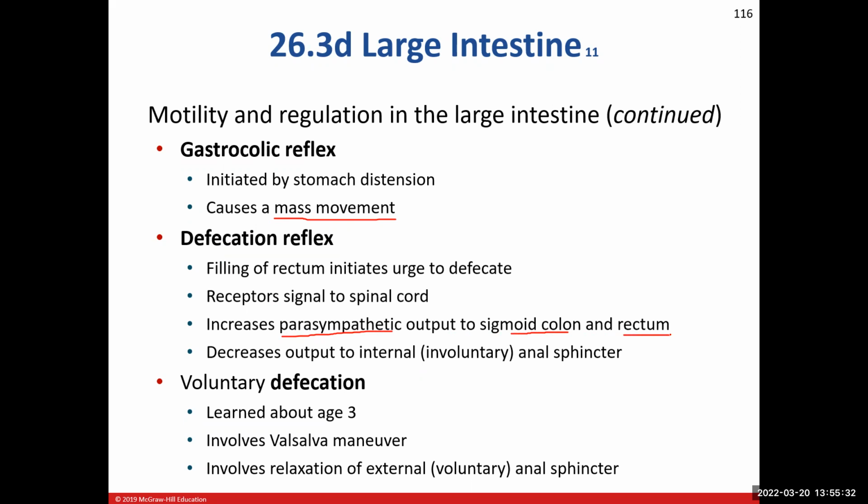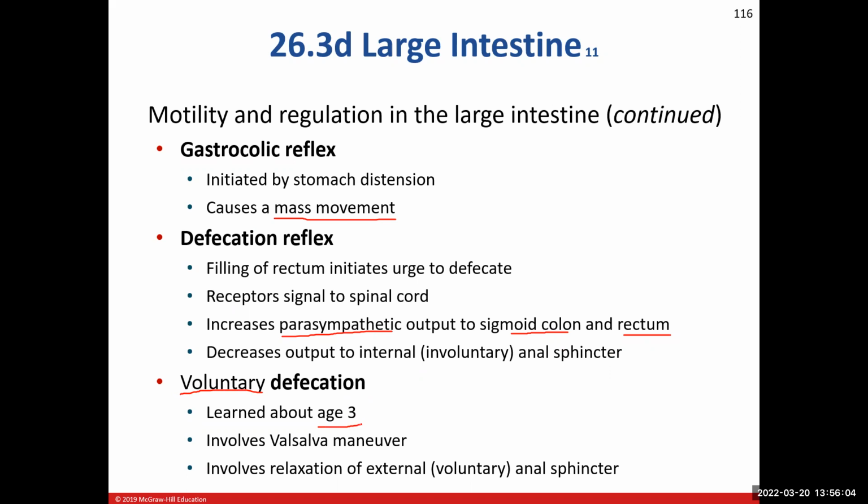And so what we'll see then is that material start to move, and you get that urge to defecate, which we'll talk about in a moment. So the actual act of defecation, going to the bathroom, we say voluntary defecation because it's not really voluntary until you learn how to control the external anal sphincter. This usually happens around the toilet training period of your life, around age 3, could be sooner, could be later.